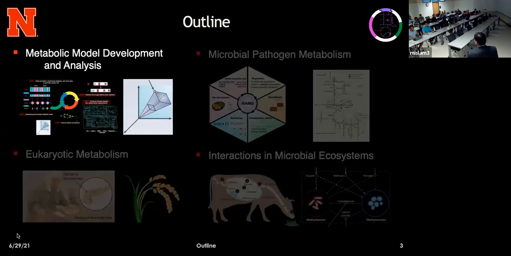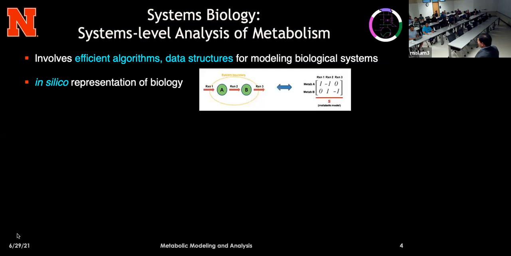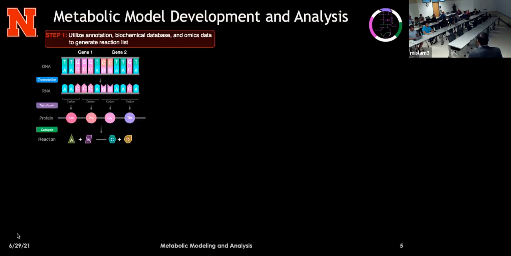So let's start with metabolic model development and analysis. The work that I do in the systems biology field is an in silico analysis of the metabolism happening in living organisms. So that means I develop efficient algorithms and data structures to model biological systems. So it's a computer representation of the biology. Now, the uniqueness is that I do not look at only a single part of metabolism. I look at the entire system as one entity that allows me to develop hypotheses and design experiments at the genome level. At the heart of all the systems biology work is the metabolic model. So in the next slide, I'll give you a brief primer of how metabolic models are developed.